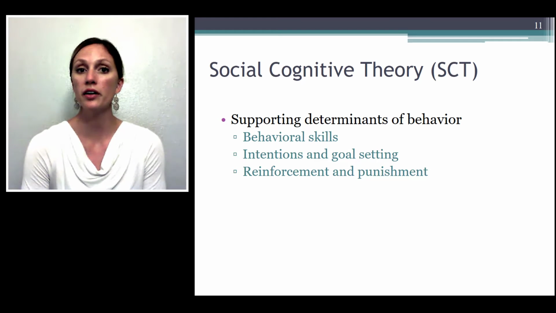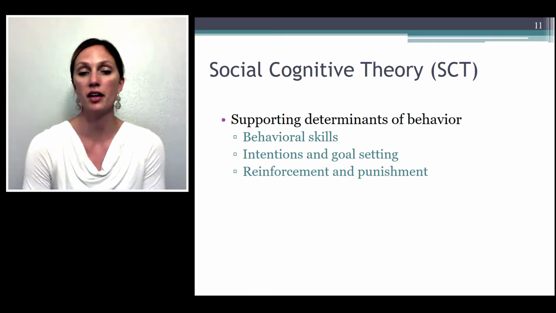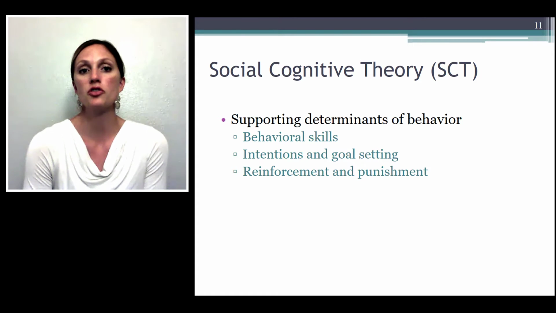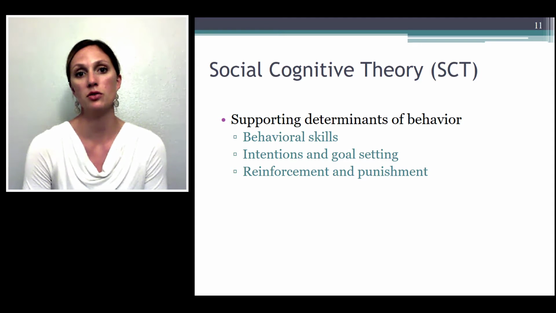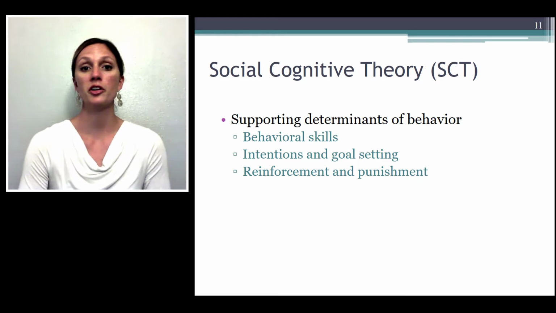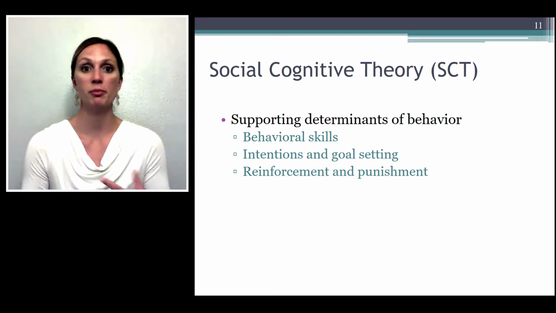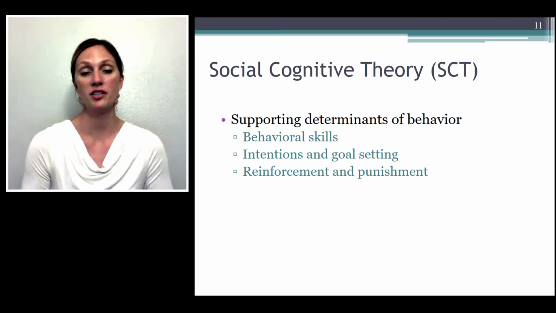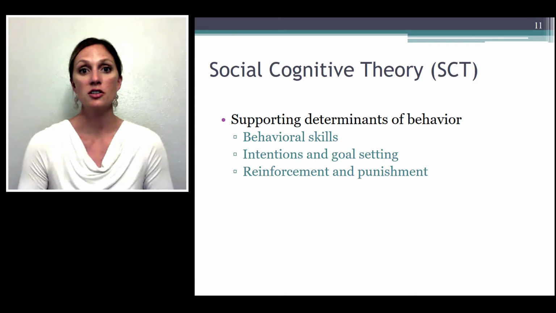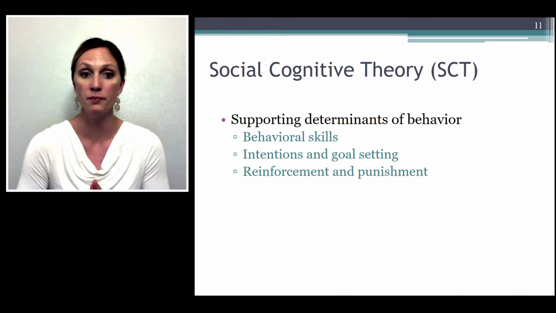The third category of constructs in the SCT is supporting determinants of behavior. These are factors that directly influence our ability to engage in a behavior. The first is behavioral skills. It's really important when you're engaging in a behavior to have the skills to perform that behavior. Otherwise, you're not going to want to do it, you might hurt yourself, and you're probably not going to continue that behavior. So an important intervention strategy then is to teach people how to appropriately engage in the behaviors that we want them to engage in.